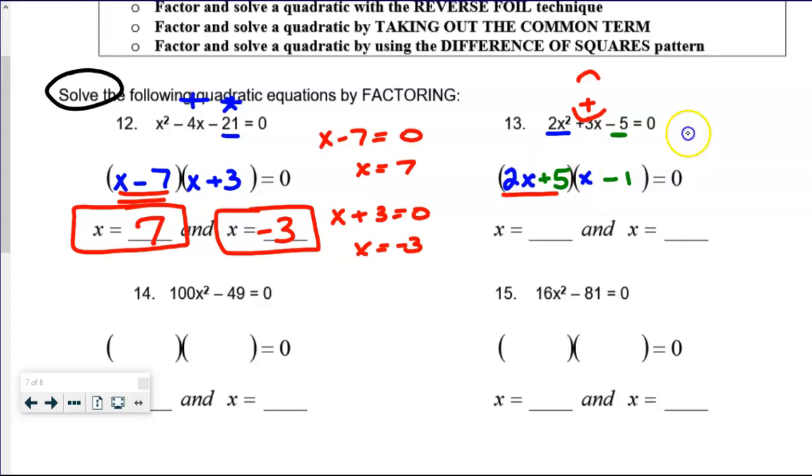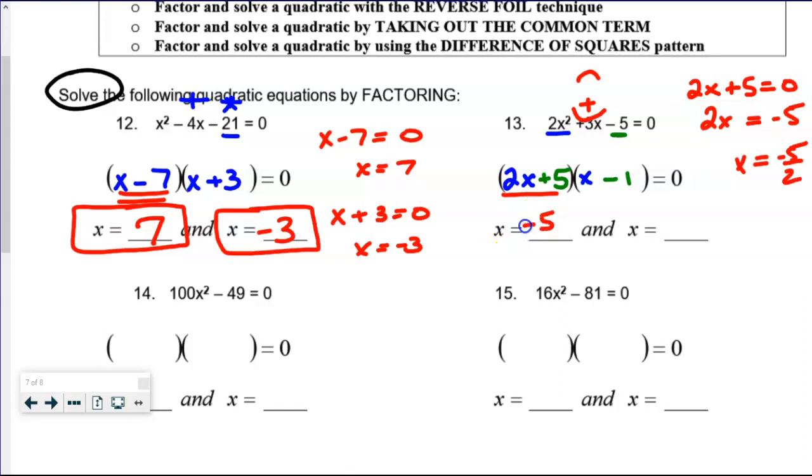Now you take each factor, and you set it equal to 0 and you solve it. So this is where it's not so complicated. It's a little more complicated than just take the opposite. So you're going to subtract the 5, and then divide both sides by 2.